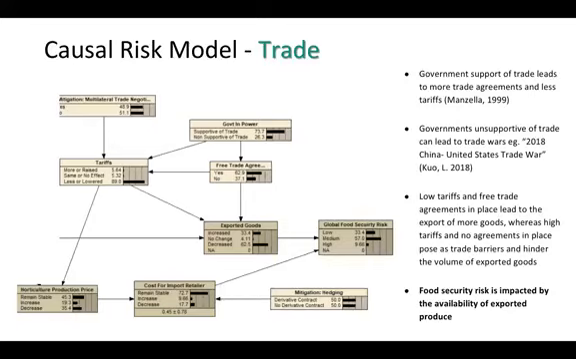Therefore, tariffs and the presence of free trade agreements affect the number of exported goods, and thus impact food security risk based on the availability of food. Tariffs were also seen to impact the horticulture production price, and it should be noted that a non-applicable, or NA, parameter was included in the exported goods node, as there cannot be the scenario of a free trade agreement in place while simultaneously raising tariffs.